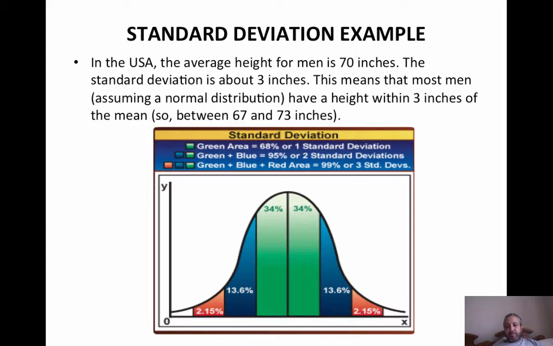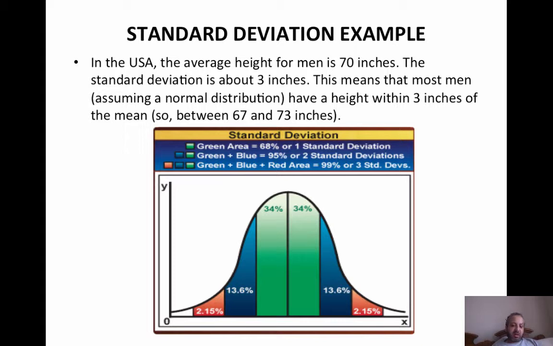So the first thing that you should do is write the number 70 right on that line, right at the bottom here. You see where it says 34% and 34%, and there's a line down the middle? That's the mean, which in this case is 70 inches in this example. So you would write a little 70 right on that line, okay?